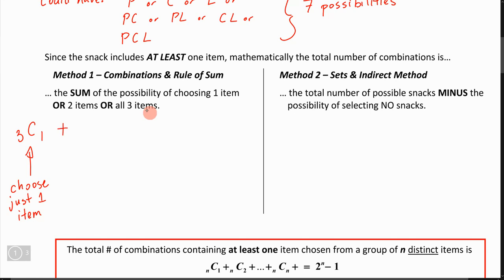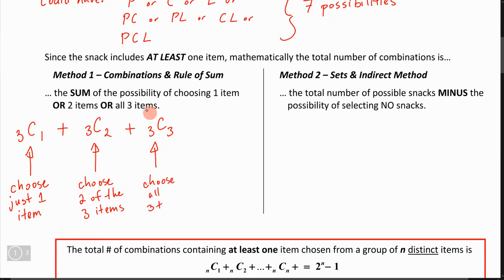Then we add that to the number of choices of 3 choose 2, so choosing 2 of the 3 items. And then we add that to the combination 3 choose 3, so choosing all 3 items. That leaves us with 3 plus 3 plus 1, which is equal to 7 total possibilities.